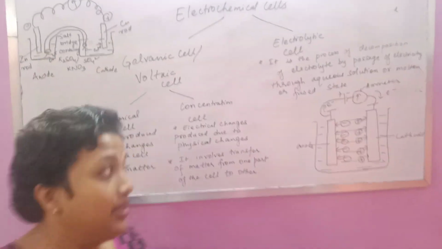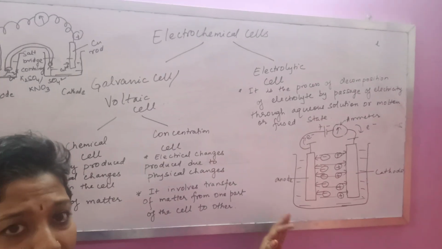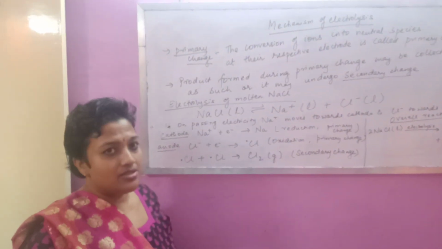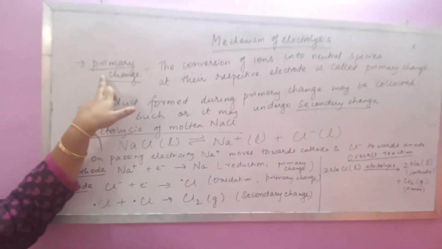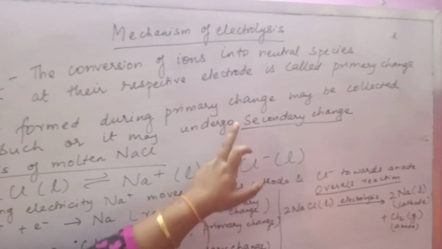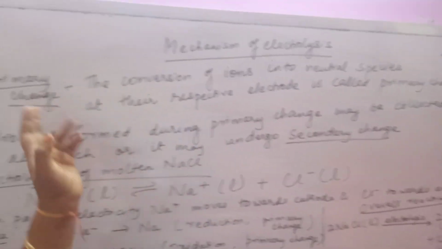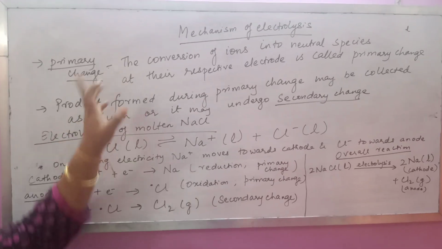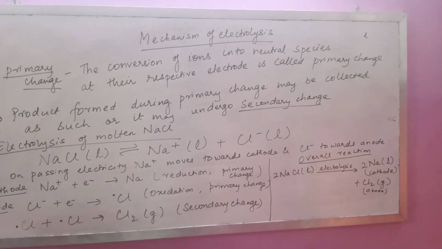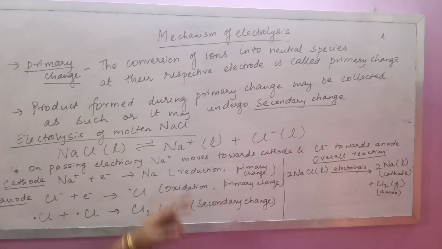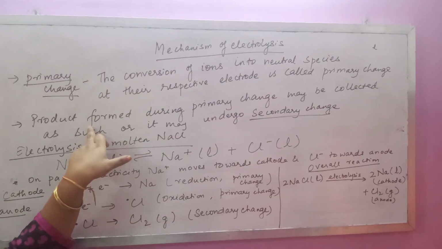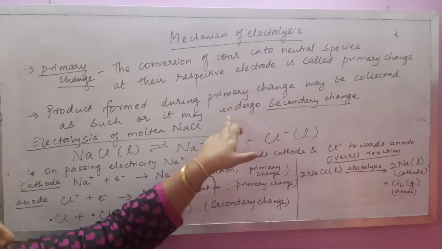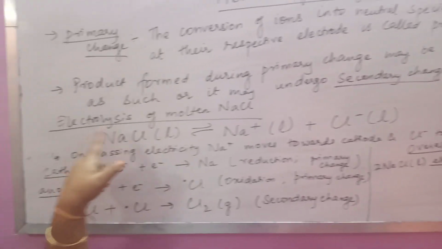Now come to the primary change and secondary change taking place during electrolysis. You have seen the diagram of electrolysis, where there were two changes: primary change and secondary change. Look at that diagram, where cations and anions are there. In primary change, the ions move towards either the cathode or the anode and get neutralized. That is called primary change. The product may be collected as it is, but sometimes the product formed in the primary change needs some secondary change. That will be clear from this equation.